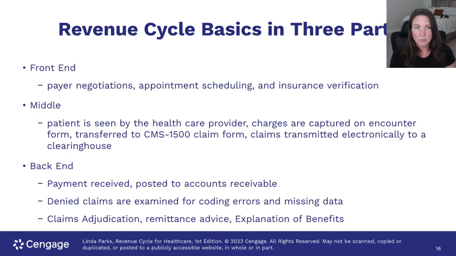The middle part is where the care is actually provided. So the patient is seeing the doctor. Everything that's done is being documented. When the patient checks out of the office, the charges are captured on an encounter form, and diagnoses and procedure codes are coded, and then everything's transferred to a CMS 1500 claim form and sent to a clearinghouse. Remember, a clearinghouse, that's that middleman that's checking the claim and changing the format. Then the clearinghouse is going to send that to the payer.